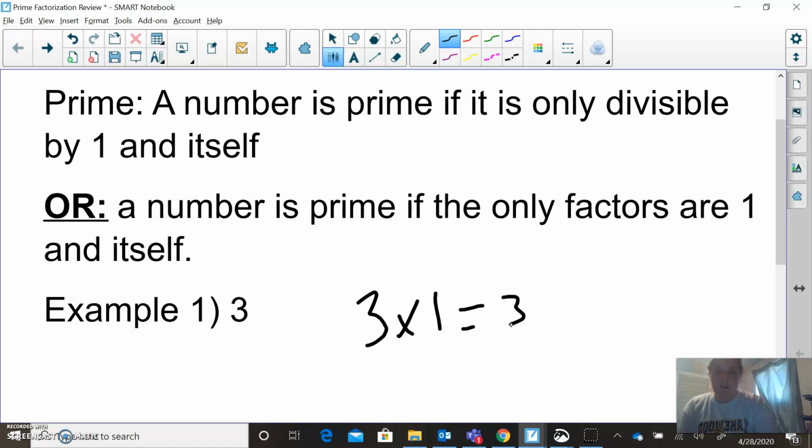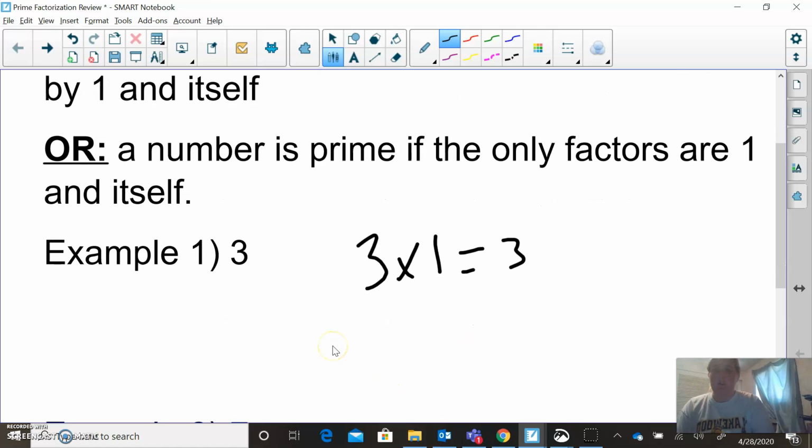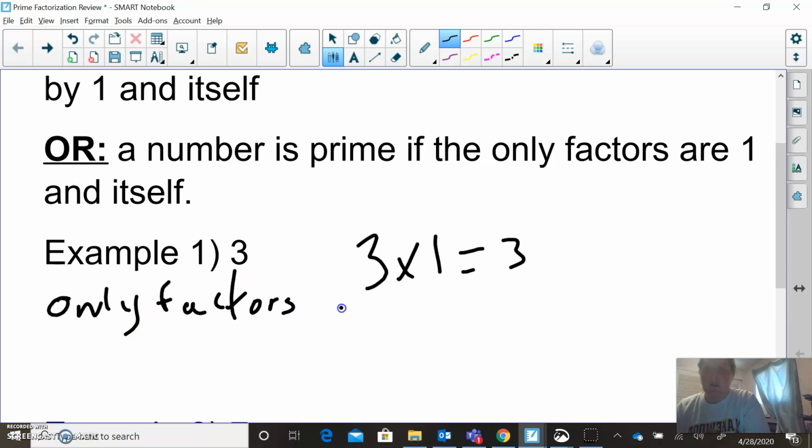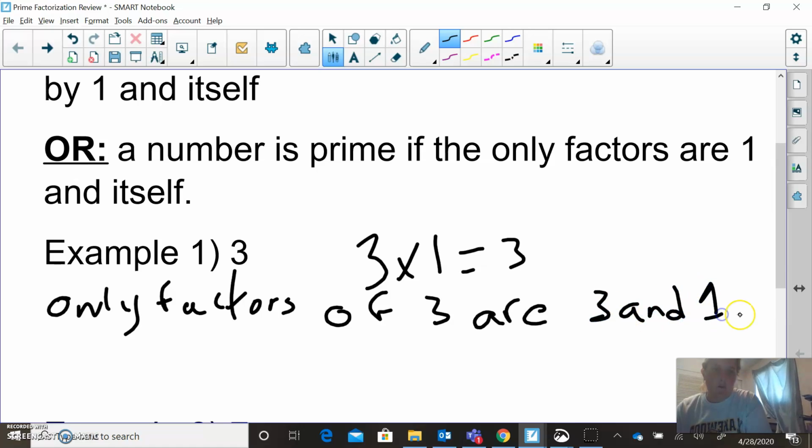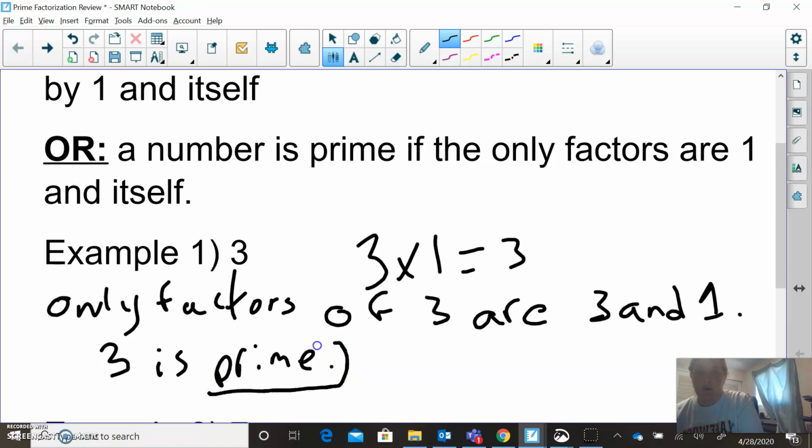So the only factors of 3 are 3 and 1, which means 3 is only divisible by 3 and 1. So 3 is prime.